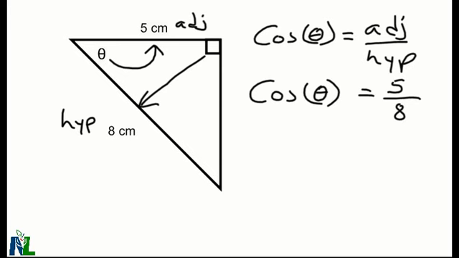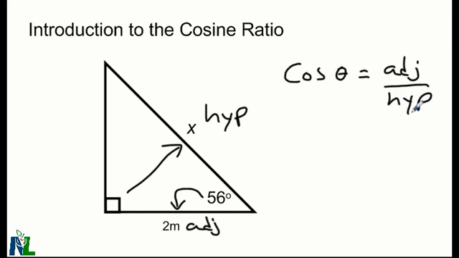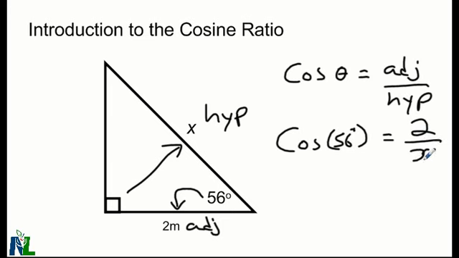In addition, if we go back to the first example, we can say that cosine of the reference angle is equal to the adjacent side divided by the hypotenuse, or cosine of 56 degrees is equal to 2 over x. And that is a brief introduction to the cosine ratio.